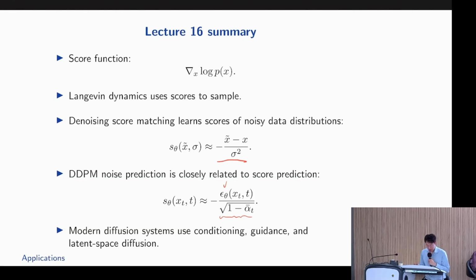So modern diffusion systems use conditioning, guidance, and latent space diffusion for efficiency and for incorporating the user input prompts.